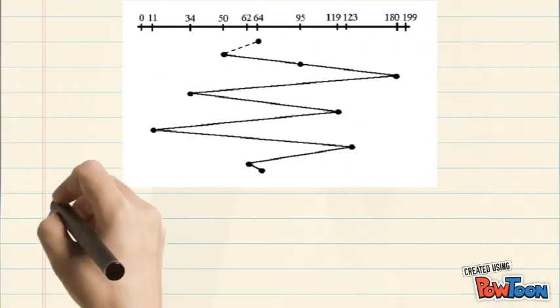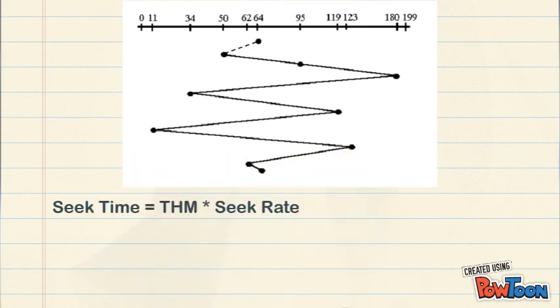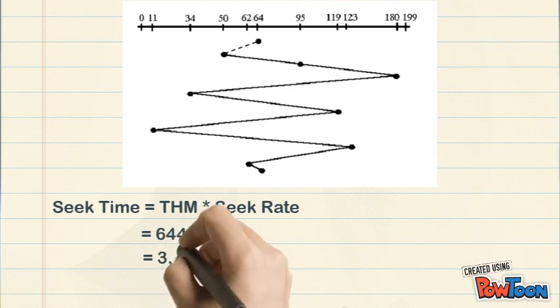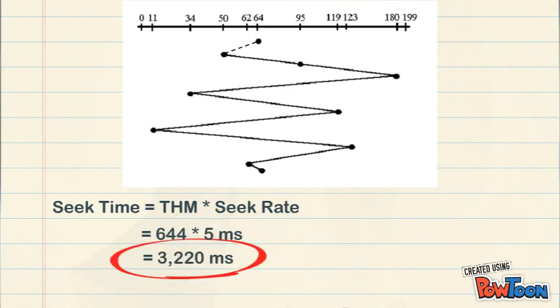And for the seek time, we will multiply the total head movement by the seek rate. Assuming we have a seek rate of 5 milliseconds, we will get 3220 milliseconds of seek time.